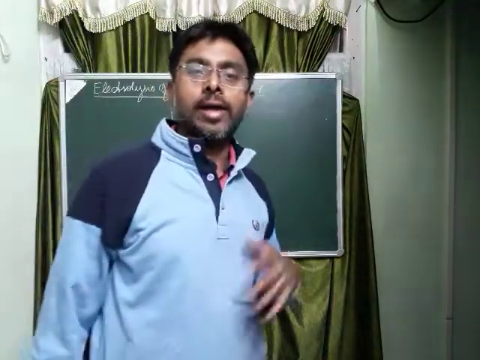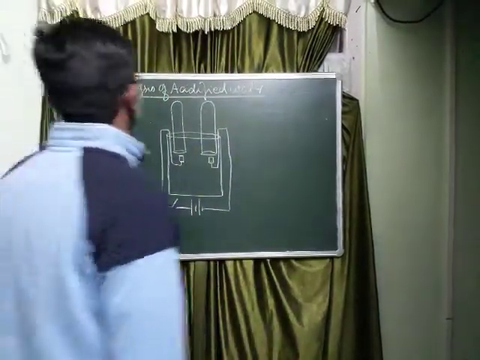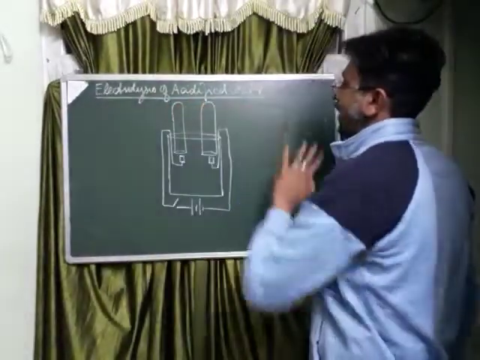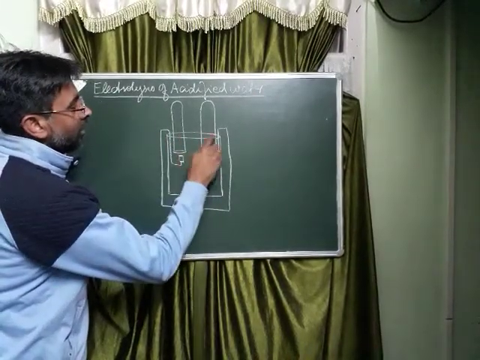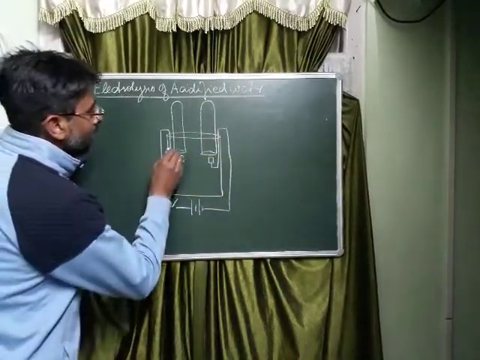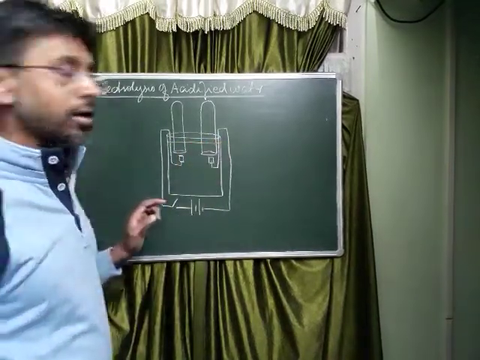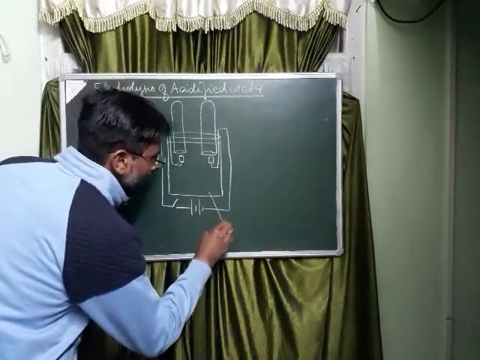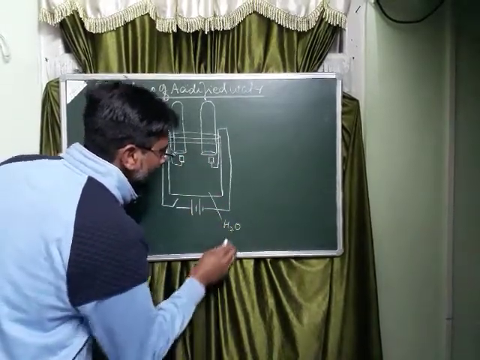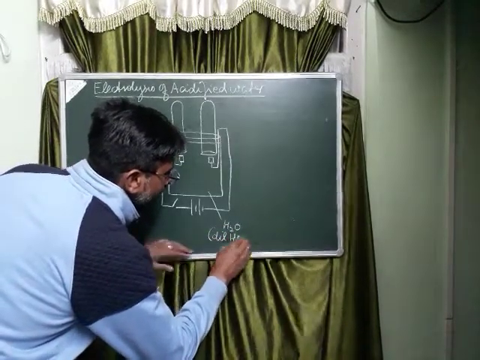Okay, here we have the diagram for the second example of electrolysis, which is called electrolysis of acidified water. In this electrolysis, we take a container, and this container is filled with water. This water is acidified with dilute sulfuric acid.